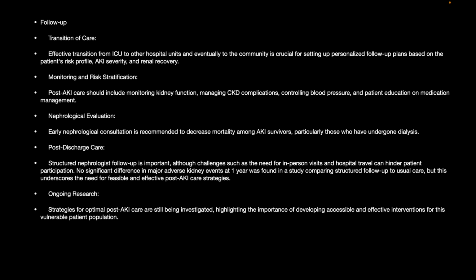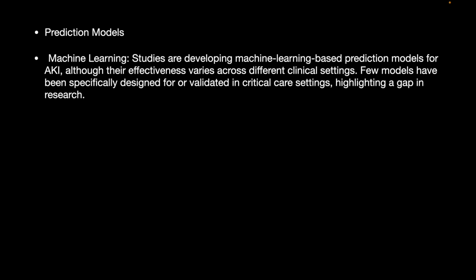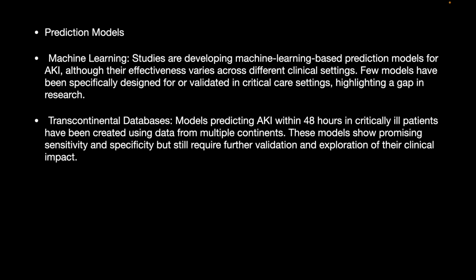Ongoing research is being done on various parameters. We'll go into more details over here. In the ongoing research, first we have a lot of prediction models, which is machine learning. Studies of developing machine learning based prediction models for AKI. Although their effectiveness varies across different clinical settings, few models have been specifically designed or validated in the critical care setting, highlighting a gap in research.